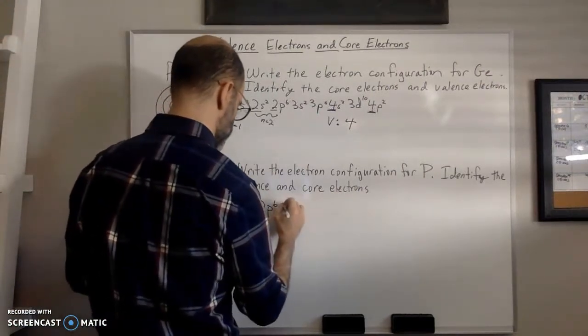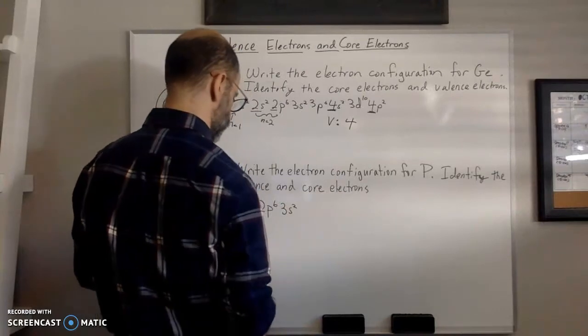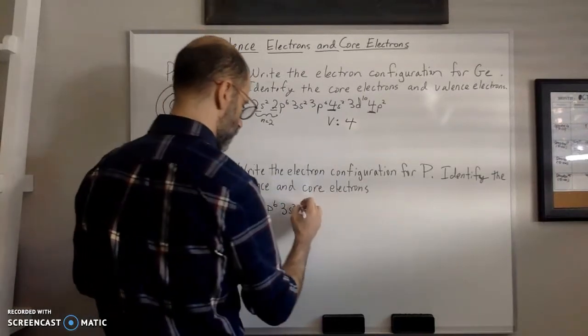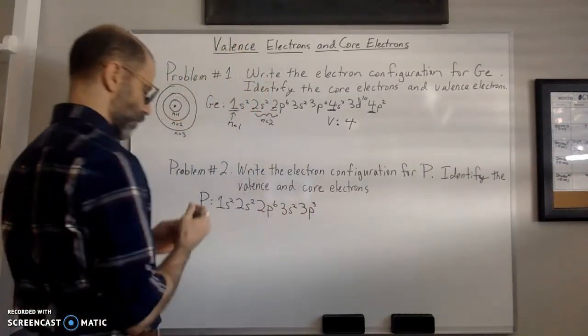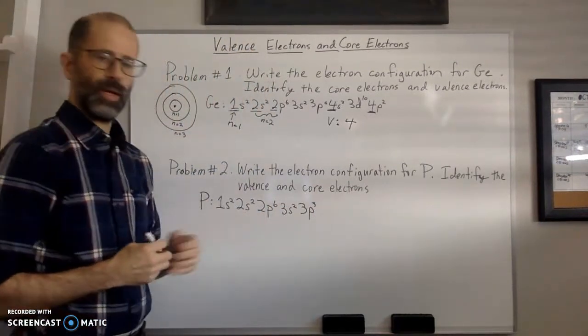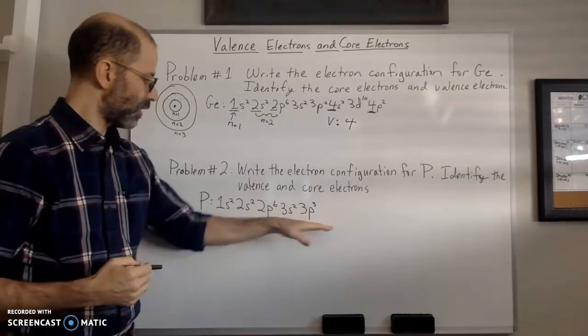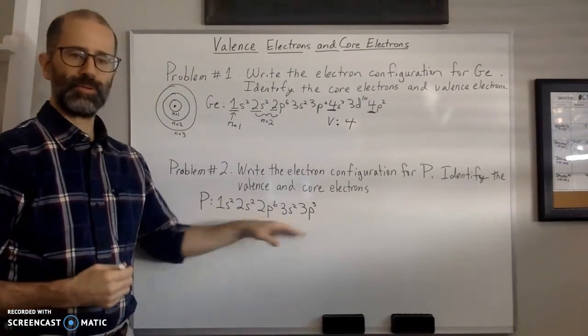After the 2p is the 3s. So there's 2 there. We have 3 more. And then we have the 3p. So those 3 are going to go into the 3p. So again, here's our electron configuration for phosphorus.